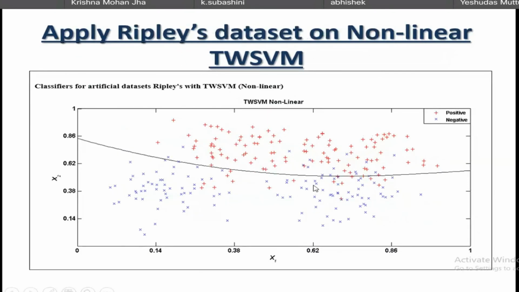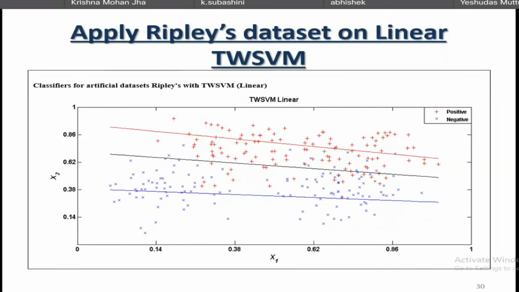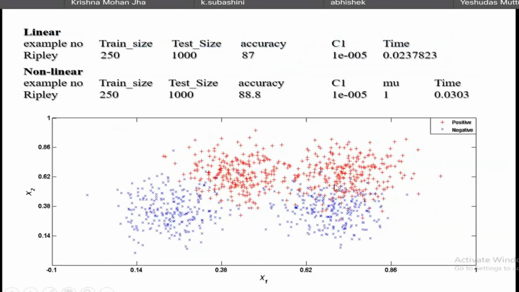Okay. And once we apply it to all the test data points, so what are the test data points? The test data points are this one. So if you apply here and here, you will see that in the linear case we are getting around 87% accuracy, but for the nonlinear case we are getting around 88.8% accuracy. Okay, and these are the optimum parameters for which we are getting this accuracy.